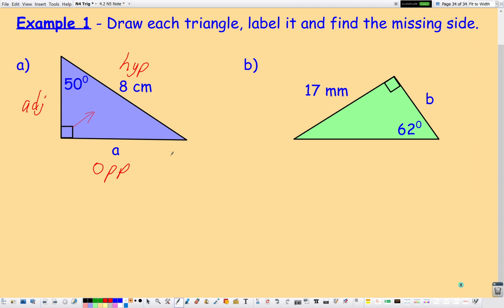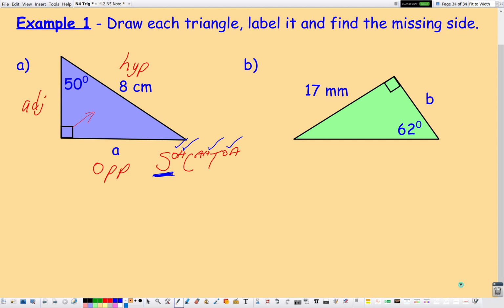So now we write down this little memory tool, which is SOHCAHTOA. Okay, and if you remember, we just tick the things that we are given, or the things we're interested in this question. So we are definitely given the hypotenuse, so I can tick the H, and we are looking for the opposite side, so I can tick the O. Now remember, whichever one has 2 ticks is the one that we use, which is S, which is sine.